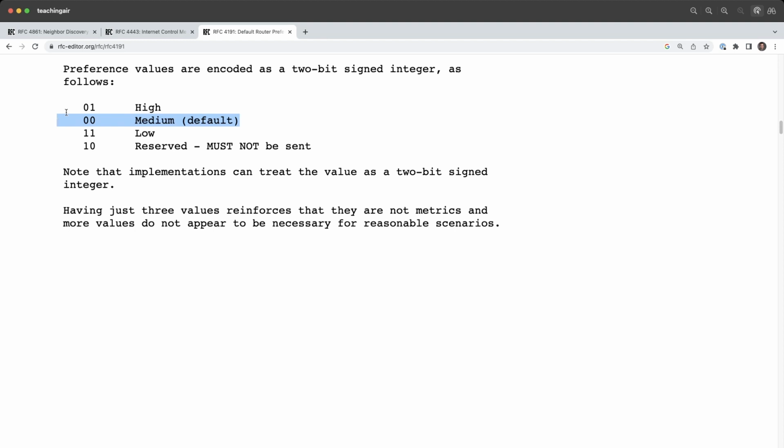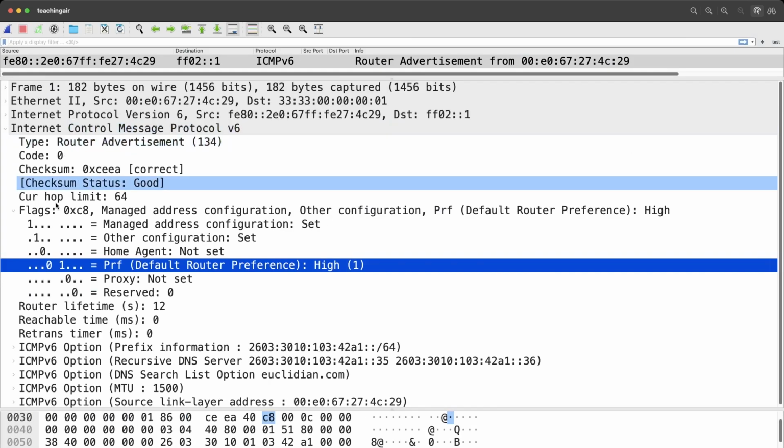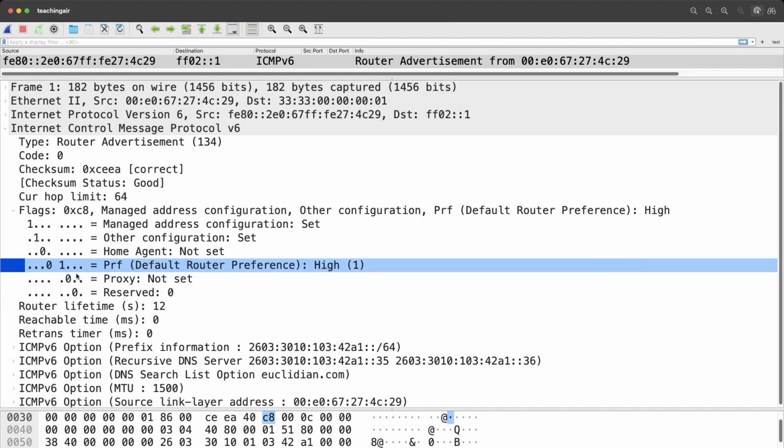And then we have basically 1 for high. And so this is a sign, it's really -1 then for low. Yeah, and there's 10 that's just reserved. And it also says here that 3 stages should really be enough. But anyway, if you have multiple routers, this could sort of establish a little hierarchy between those routers. And here it's set to high, 1.